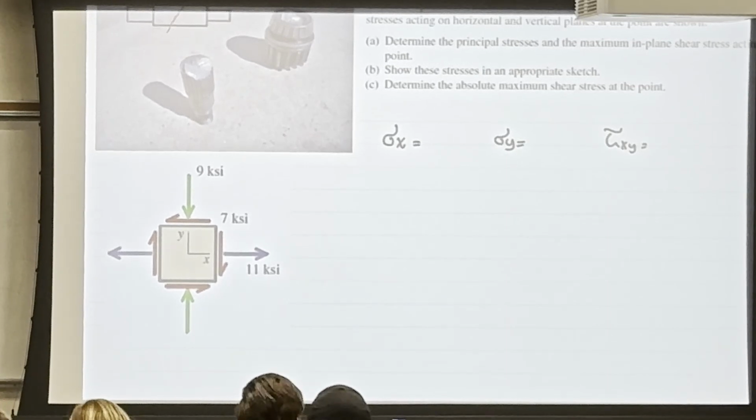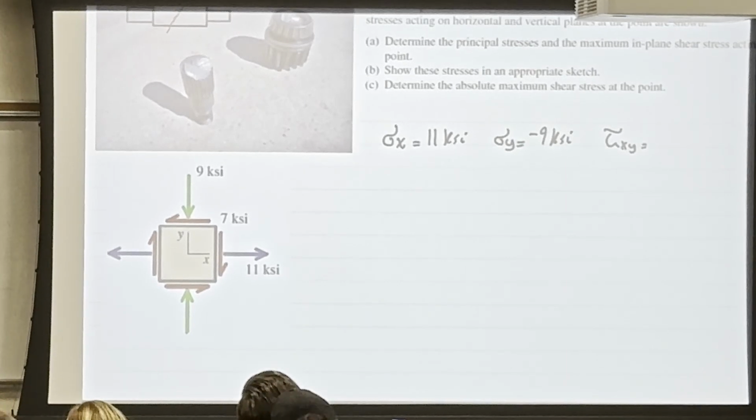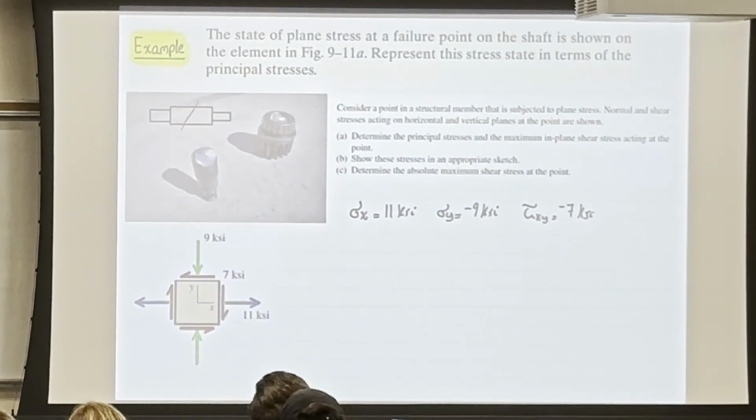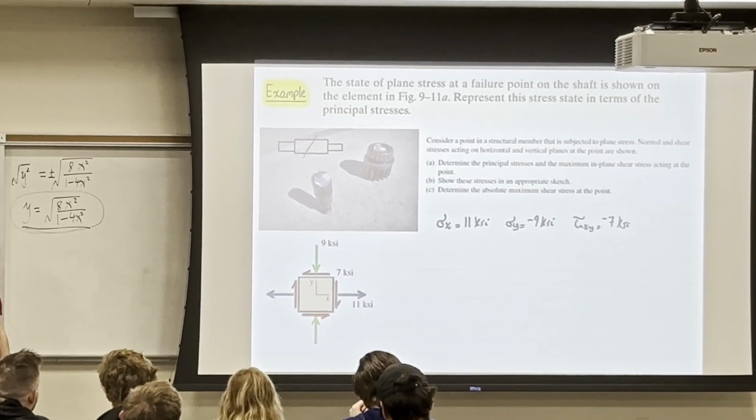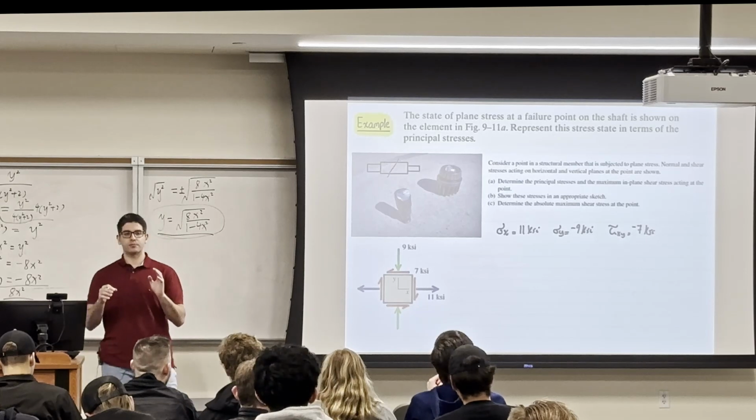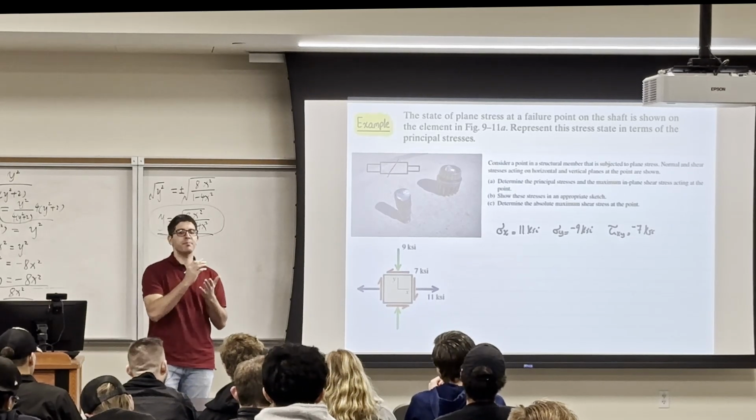From reading this graph, you're going to find that sigma x is 11 ksi, sigma y is negative 9 ksi. What about the tau? Negative 7 ksi. Before just looking at the problem, just write these out. And then I'll be asking you to determine the principal stresses and the maximum in-plane shear stresses acting at the point. The shear stress that I mentioned, tau max, is equal to square root. This is plane stress, in-plane stress.